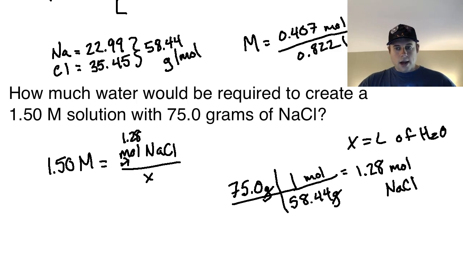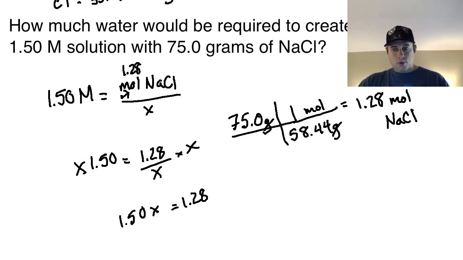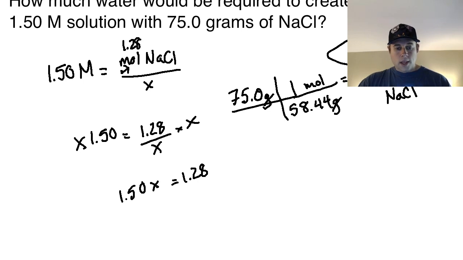For the sake of algebra, I'm just going to remove the units for a moment and say I have 1.50 equals 1.28 over x. So now I'm really just solving in an algebraic sense. I can multiply both sides by x, and that will rearrange the equation to 1.5x equals 1.28. Now I want x by itself, because x represents, remember, the liters of H2O. If I can find x by itself, then I'm good to go. So now all I need to do is divide through by 1.50. I'm going to divide through by the molarity.